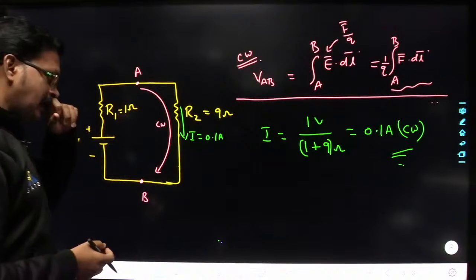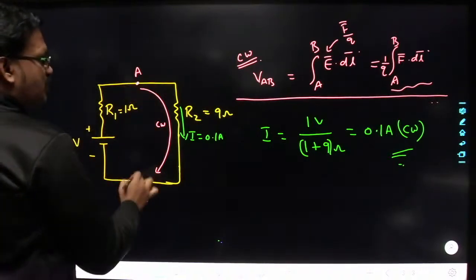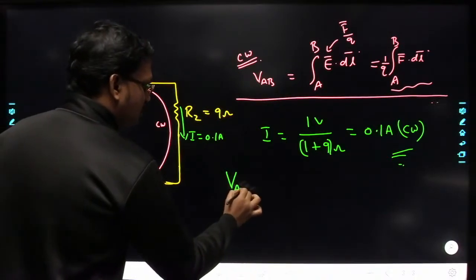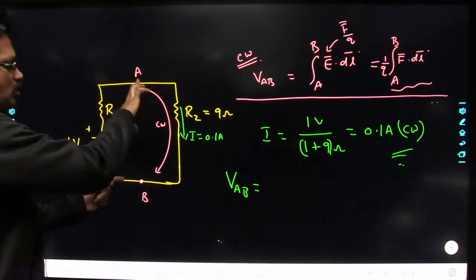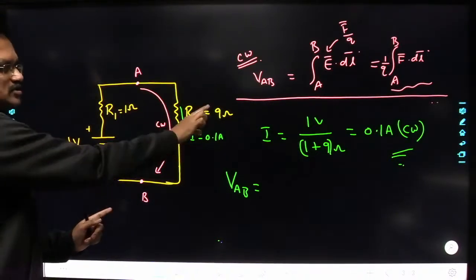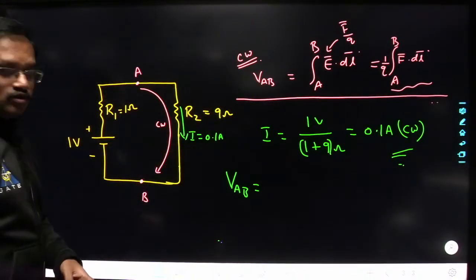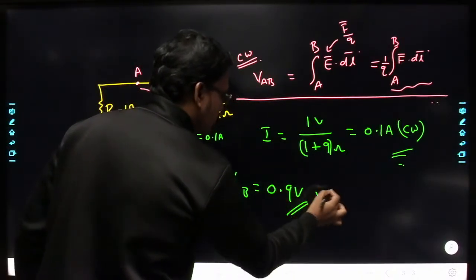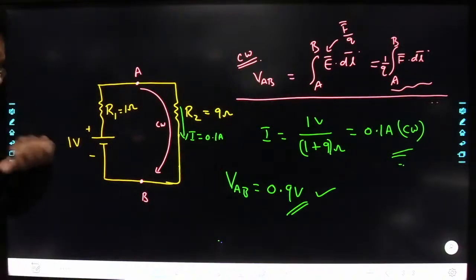Now what is the potential difference between A and B? VAB is equal to the drop across this resistor, yes or no? So what is the drop across this resistor? 0.1 into 9 ohms, so you are going to get 0.9 volts. Right? So now see here.